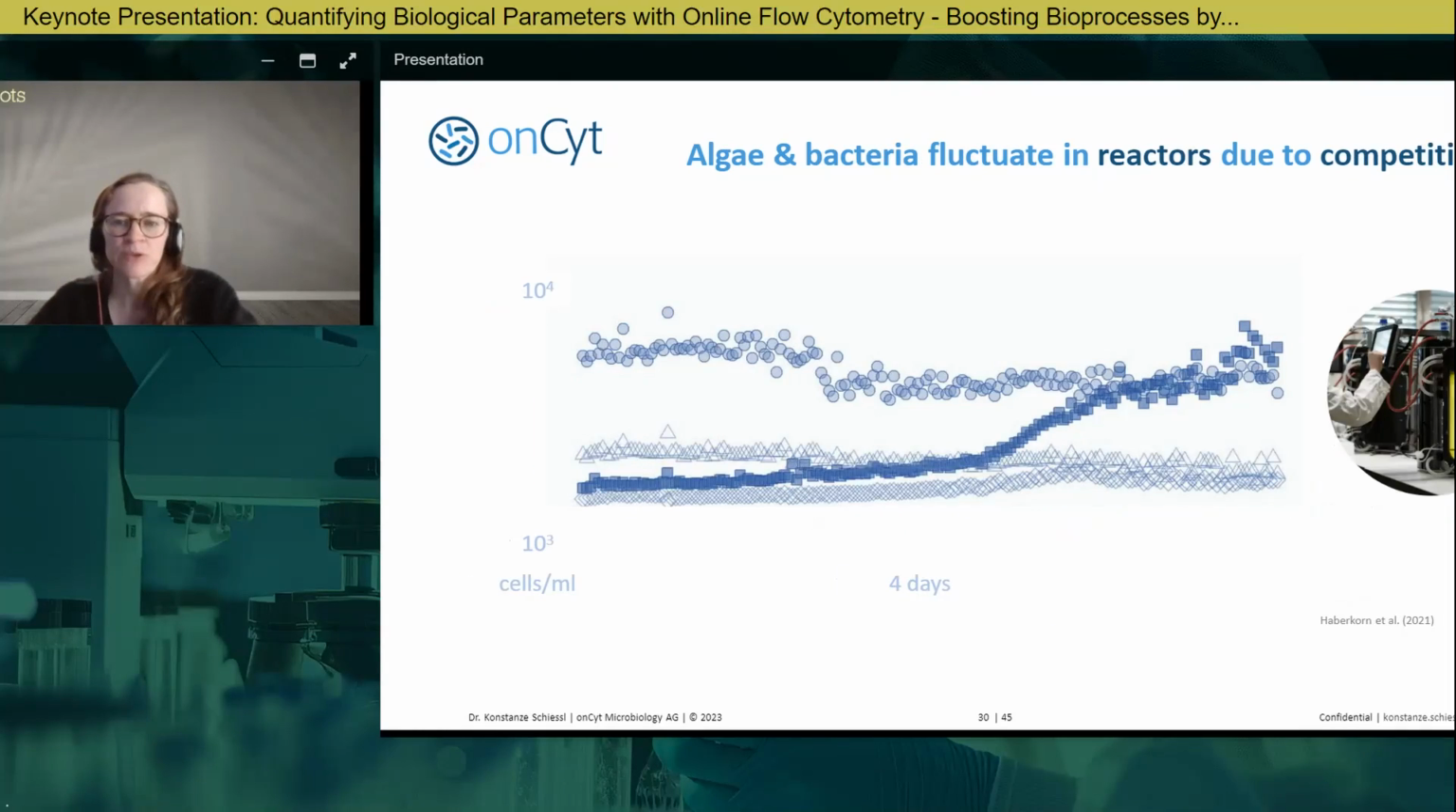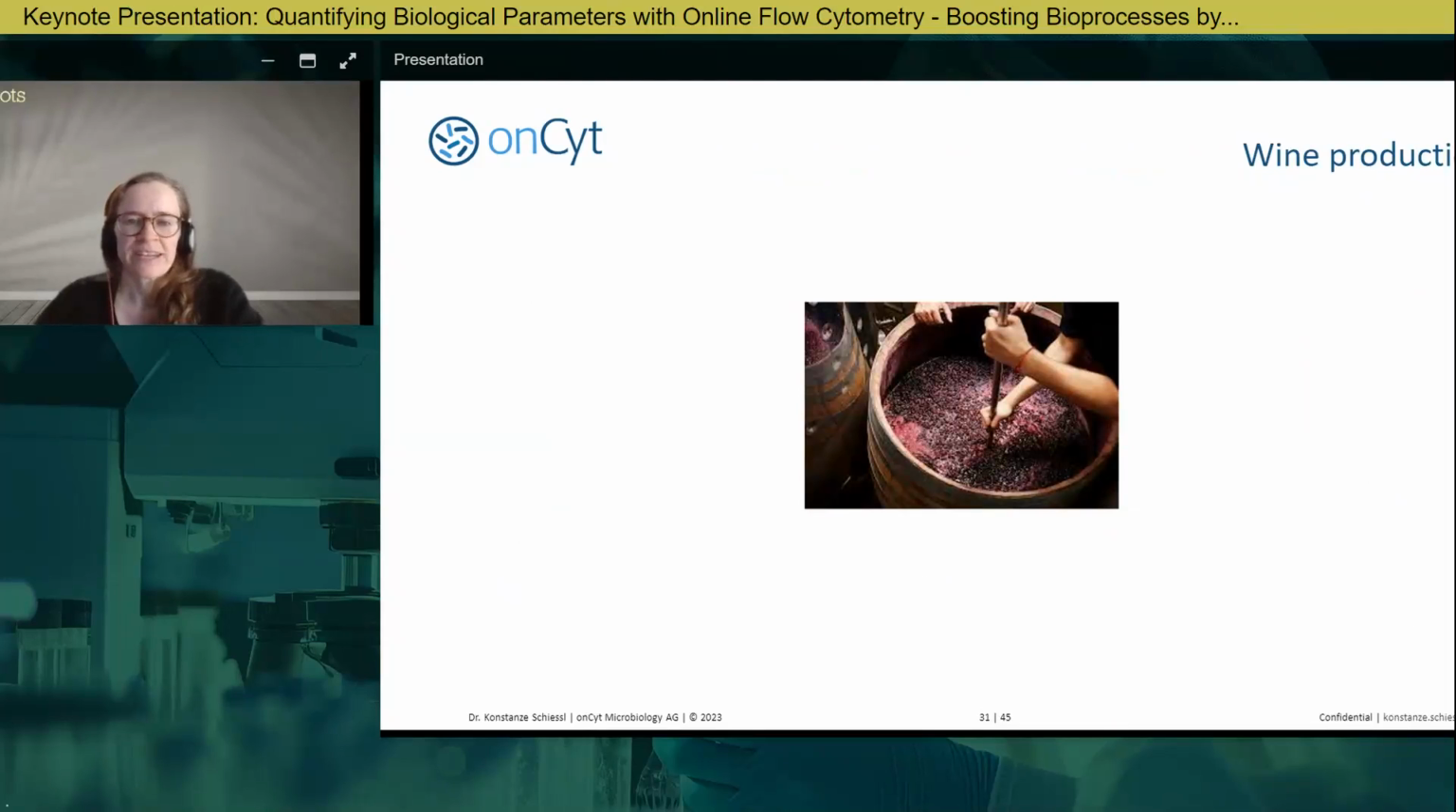Okay, here we have actually two different populations, and these are consortia of microalgae and bacteria. And they were grown in a reactor, and then, at some point, one population can take over the other one. And you will see that in the flow cytometer. Okay, now let's go a little bit deeper. So these were very on the surface, but just to show you microbial fluctuations in different processes.